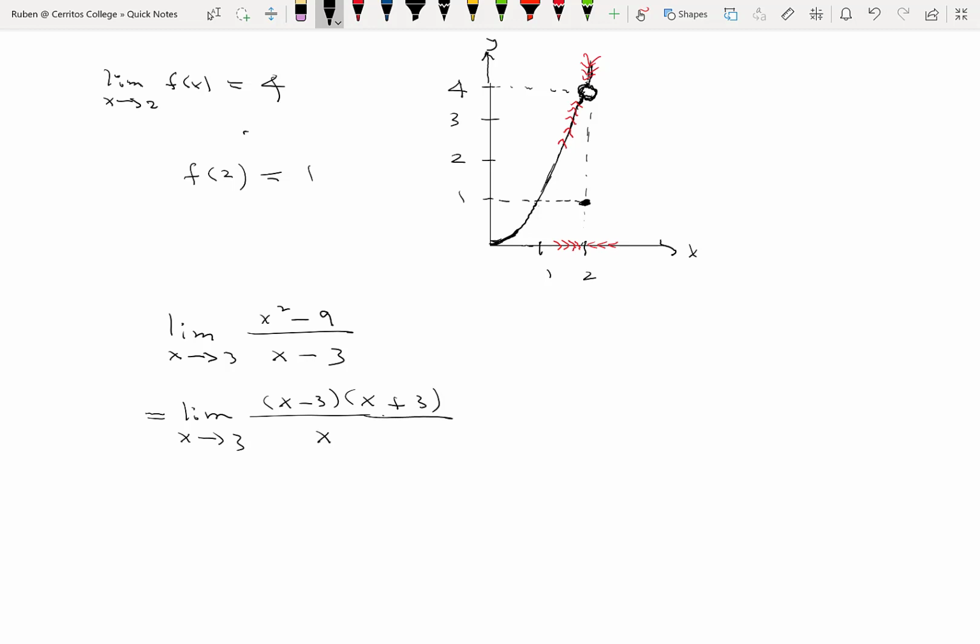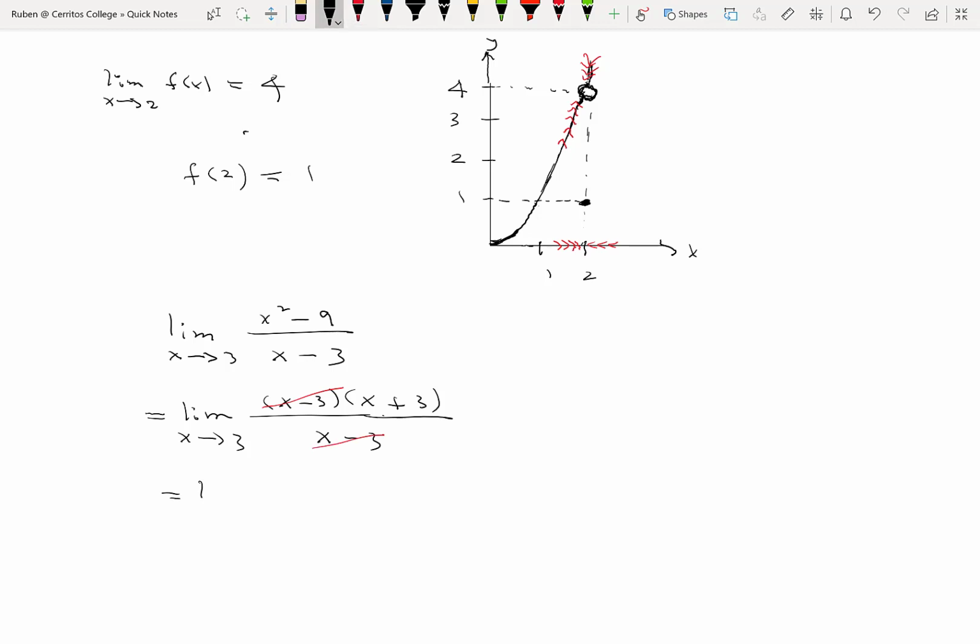The denominator is still x minus 3. Now I can cancel that common factor of x minus 3, as long as I'm not letting x equal 3. Well, the limit has nothing to do with x equaling 3, so why not cancel out the x minus 3? We can cancel it as long as we're not letting x equal 3.